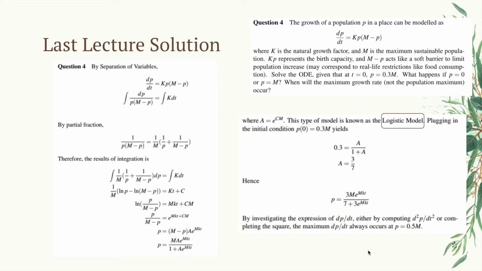The fourth problem is about population growth. We apply separation of variables and use partial fractions to rewrite the integrand. Subsequent steps are routine integration and algebra. This form of model is known as the logistic model, and in this case, the fastest rate of growth occurs when the population is half of the maximum capacity.